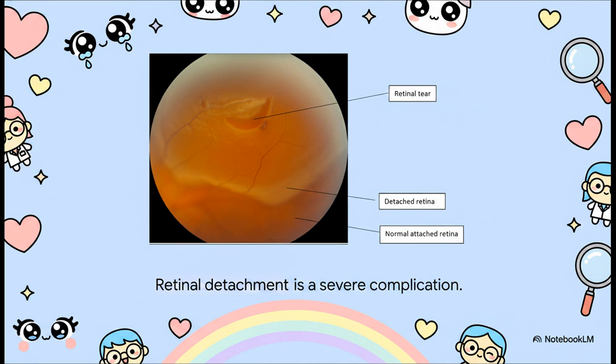Take a look at this. This image perfectly captures the devastating endpoint we are desperately trying to prevent. You can clearly see a detached retina right alongside a retinal tear. This is exactly why early detection isn't just about ticking boxes in a chart. It is literally about saving a person's sight from permanent, irreversible damage.